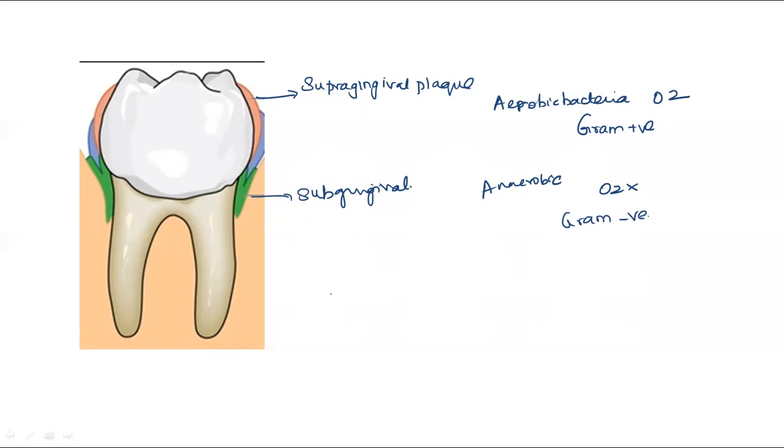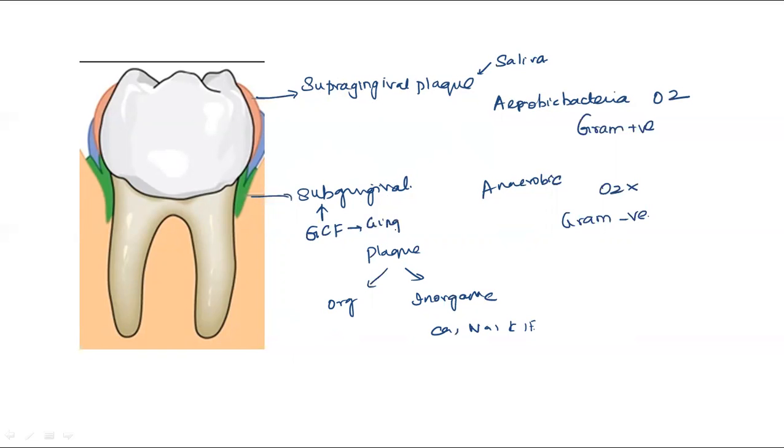Now, plaque has both organic and inorganic components. In organic components, it has polysaccharides, proteins, glycoproteins, lipids, whereas in inorganic, it has calcium, phosphorus, sodium, potassium, and fluoride. Okay, so supragingival components are derived from saliva, whereas subgingival components are derived from gingival crevicular fluid.